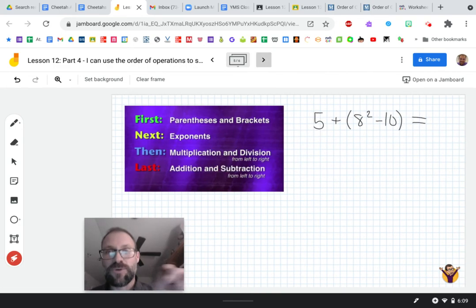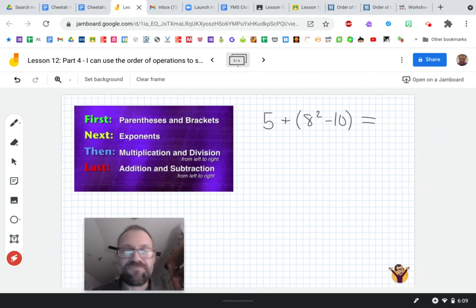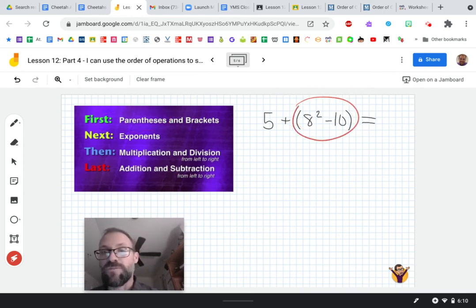All right, are you seeing how this works? Let's try it one more time. Here we have 5 plus, in parentheses, 8 squared minus 10 equals what? And what we have to pay attention to is first the parentheses. We have parentheses this time, which means we have to do all of this first. But we also see subtraction and addition. The subtraction is inside the parentheses, however.